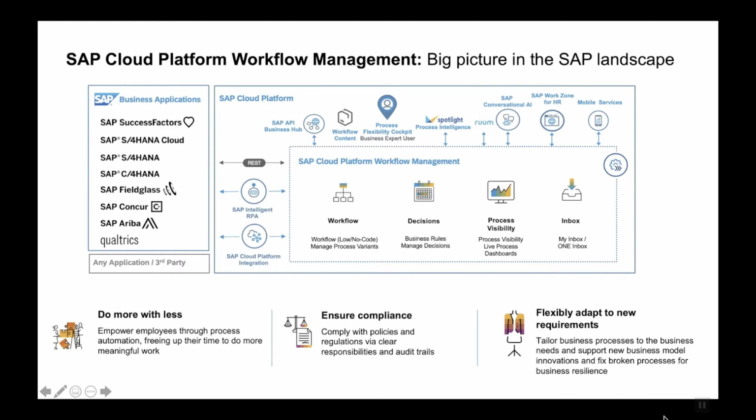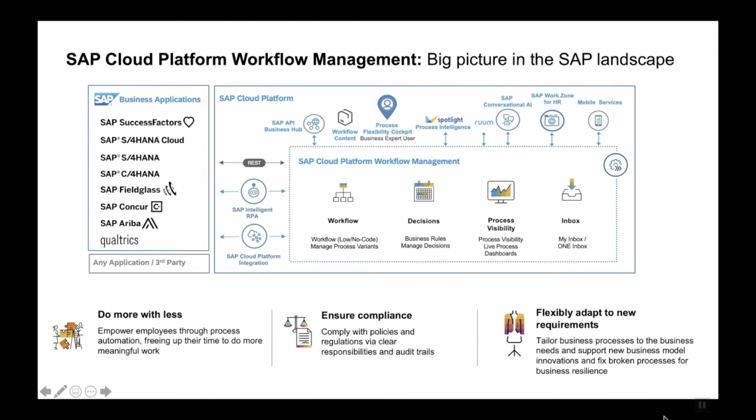SAP Cloud Platform Workflow Management can not only be used to extend business processes that are running within SAP applications, but also those processes that are running in any third party applications as well. In addition to that, it can be used in combination with SAP Intelligent Robotic Process Automation to automate unstructured tasks and repetitive manual mundane tasks as well. It can also consume pre-built workflow content which is available within SAP API Business Hub, and then it can be used within the Process Flexibility Cockpit application by a business expert user.